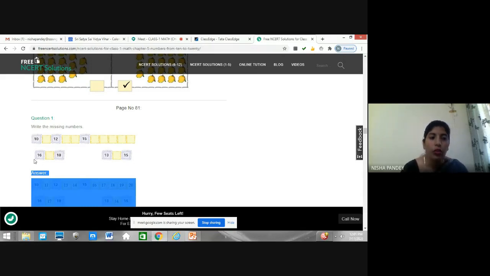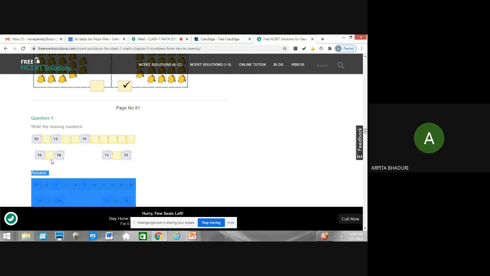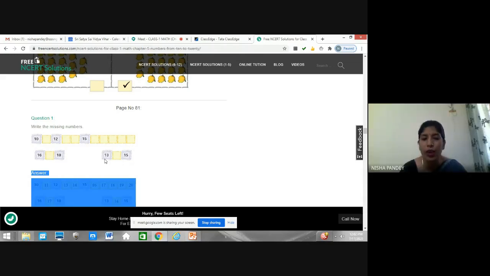Now here, two numbers are given, and in between the two numbers, one box is empty, which means that one number is missing here. So we have to find out. It's very simple. We have to just do counting here, children. So 16, what comes after 16? Ma'am, 17. 17, yes. We did this in LKG and UKG, missing numbers. Yes, you have done this. Right. So it is very easy for you, right? So no need to explain it further. You are able to do it. Now 13, after 13, what will come?